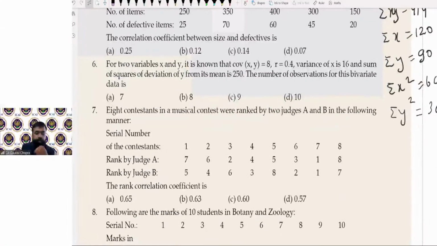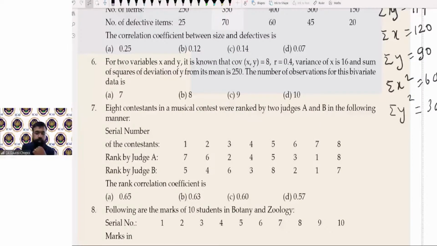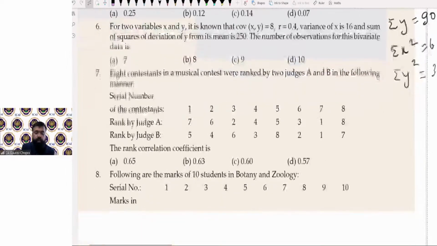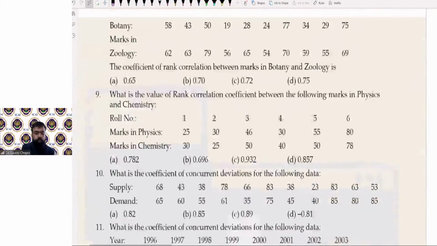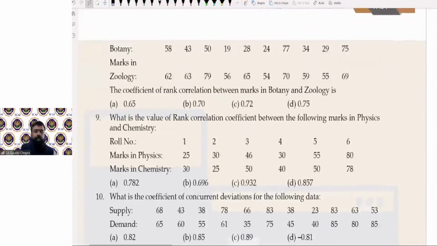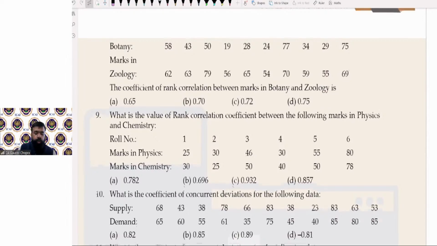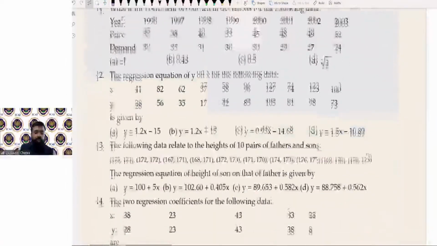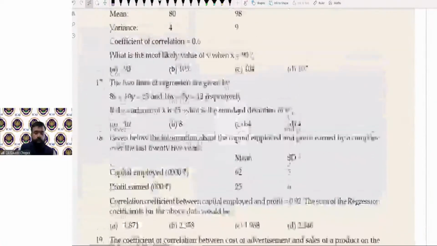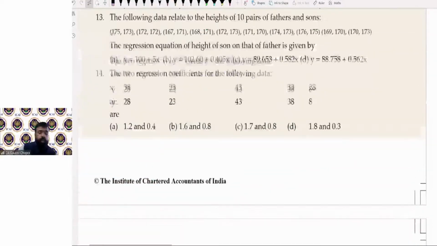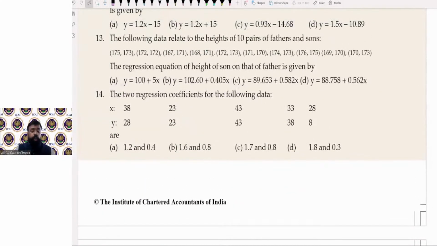Then I think we have covered each and everything now. All these are rank based questions. Rank one we also covered in the previous session. So rank correlation, concurrent deviation, everything is, I think, done now. You can practice this. Most of the questions you can practice from set C because these questions are not lengthy.